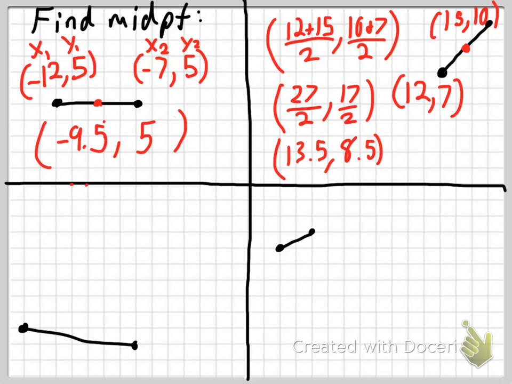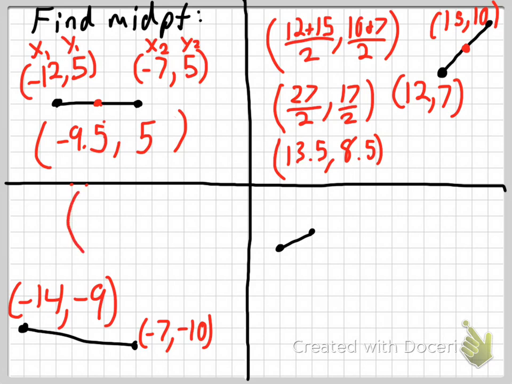Our next example, this looks like it's at negative 14, 1, 2, 3, 4, 5, 6, 7, 8, 9, negative 9. This appears to be at negative 7, negative 10. Plug these in the formula. Negative 14 plus negative 7 divided by 2, negative 9 plus negative 10 divided by 2.